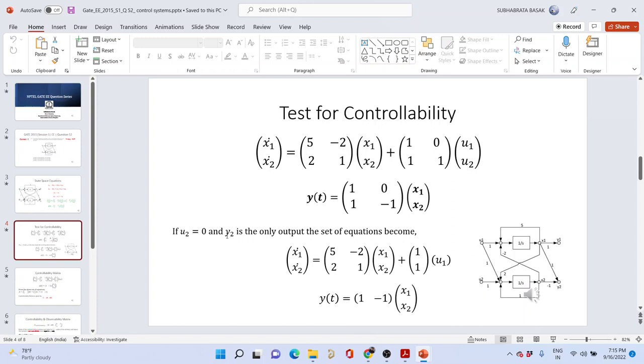Similarly, I have told that y2 is the only output. So the upper element will be gone, and the lower element is only there. y1 is gone.